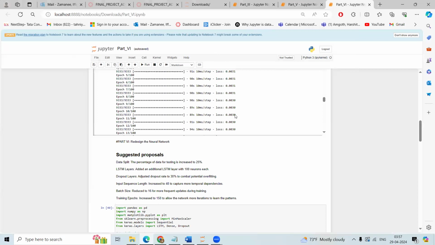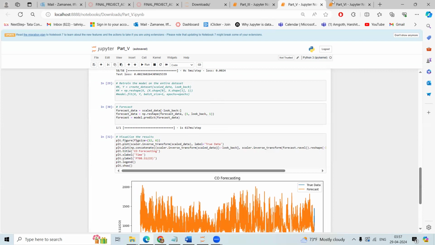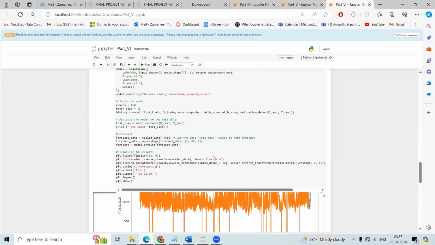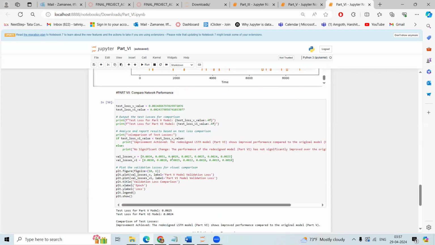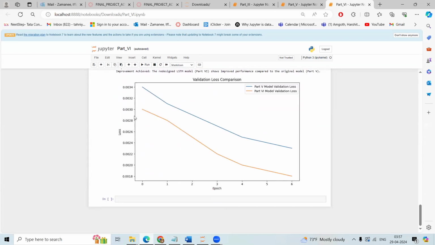So these are the steps we have taken to overcome the limitations in the previous part 5. So this is our output. This is our final data visualization. Here the test loss for part 5 is 0.0025 and the test loss for part 6 is 0.0024. So there is a reduction in the loss. This is the comparison of part 5 and part 6.